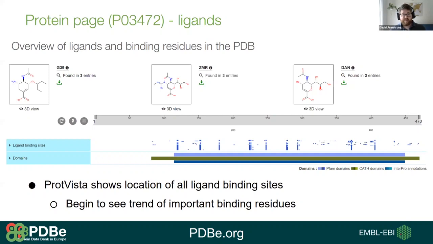So if you visit the ligands section of the protein pages, this gives us an overview of all the ligands and their binding residues of the protein in the PDB. The first part shown at the top here is a list of all the ligands that are found bound to this protein in the PDB and how many they're found bound to. And it gives an image of the chemical structure of these ligands. So you can immediately see what these look like.